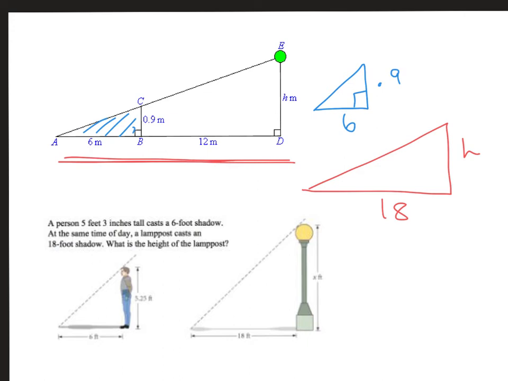To go from this triangle to this triangle, the side AD corresponds with the side AB. To go from 6 to 18, I multiply by 3 because 18 divided by 6 is 3. Now I'm going to take 3 and multiply it by 0.9. 3 times 0.9 is the same thing as 3 times 9, which is 27, but it has one decimal point, so it's going to be 2.7 meters.